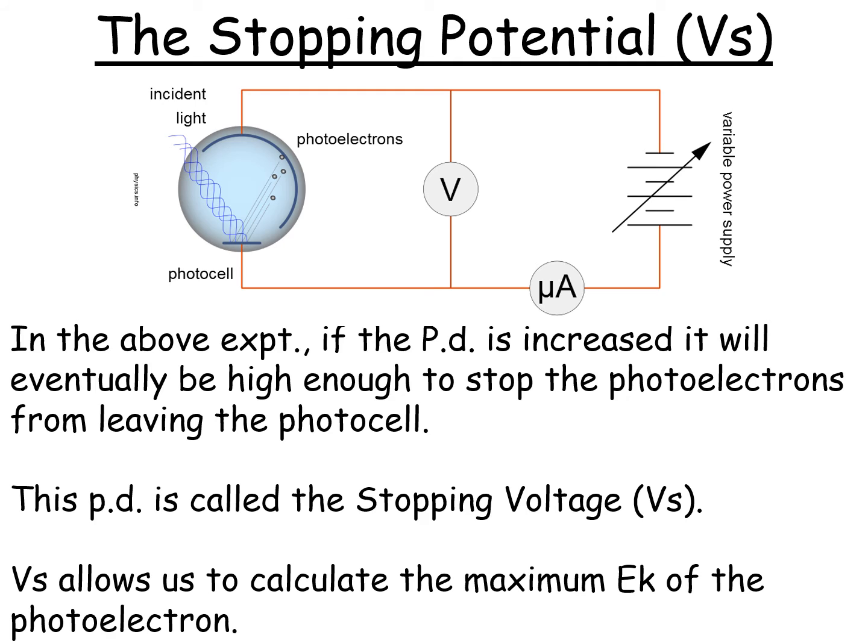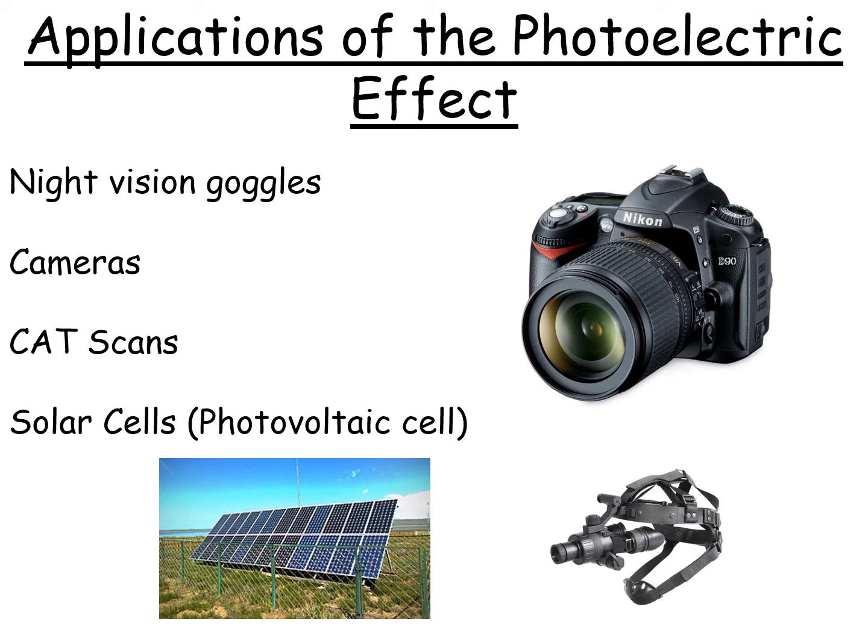Vs allows us to calculate the maximum kinetic energy of the photoelectron. So we can use this to actually work out Planck's constant. And there's a very nice experiment I've got in class, but we won't talk more about that until we get back into class. Okay, applications of the photoelectric effect. Well, we use them in night vision goggles, cameras, CAT scans, and solar cells, etc.